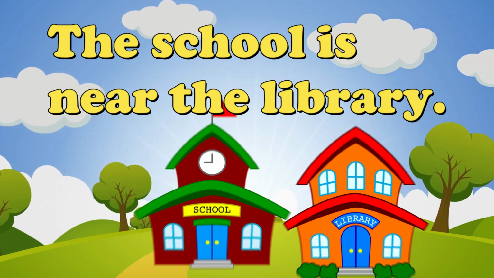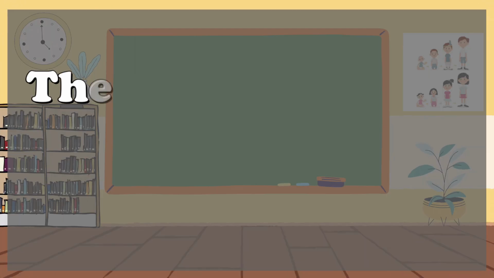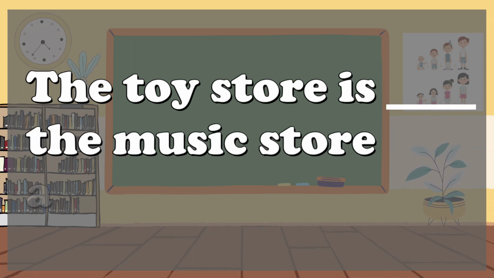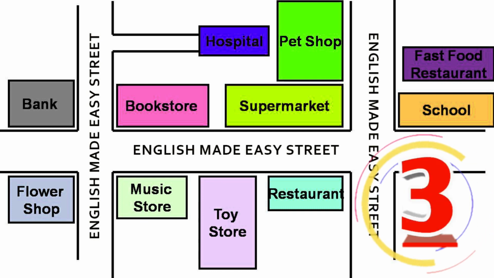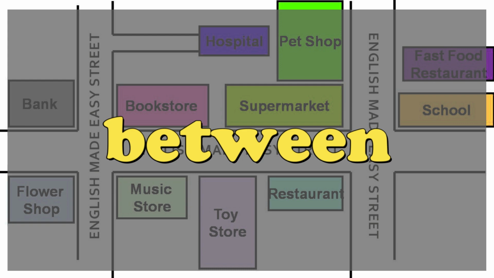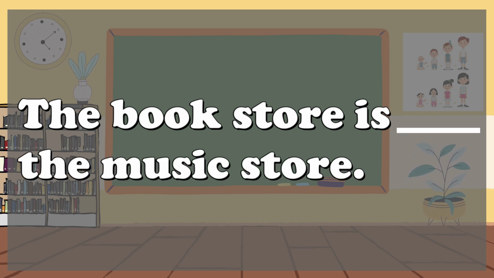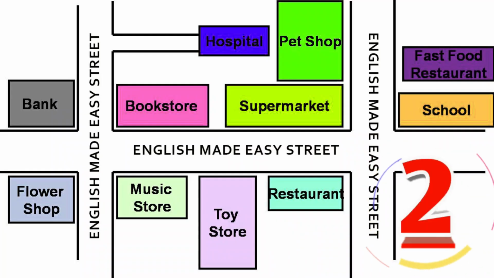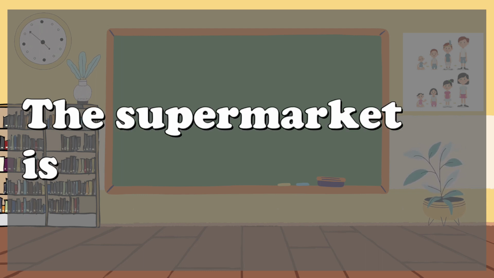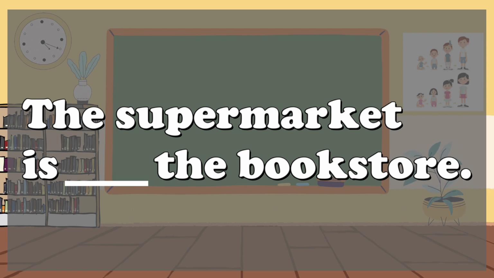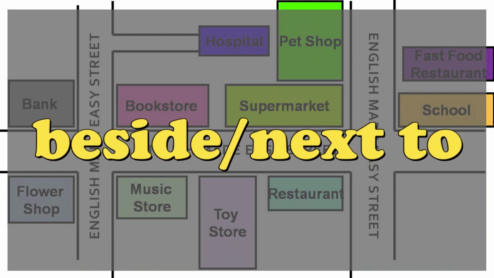Now, let's practice. Using this map, complete the sentences using the correct prepositions. The toy store is blank the music store and the restaurant. You're right. It's between. The bookstore is blank the music store. Very good. It's across. The supermarket is blank the bookstore. You're right. It's beside or next to.